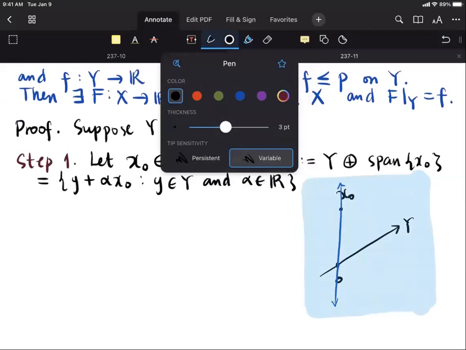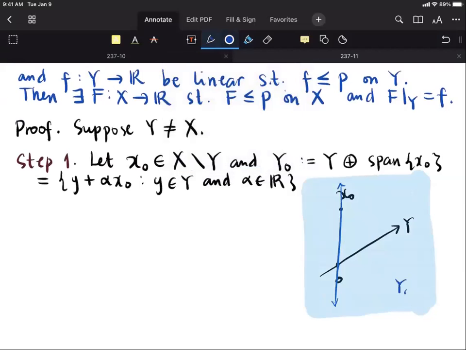So this would be y naught, of course, extended indefinitely. So we have, let's say, a linear form defined on F. So we would like to extend this into a linear form on the whole space y naught.